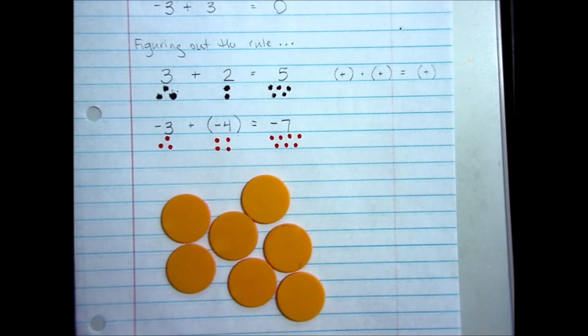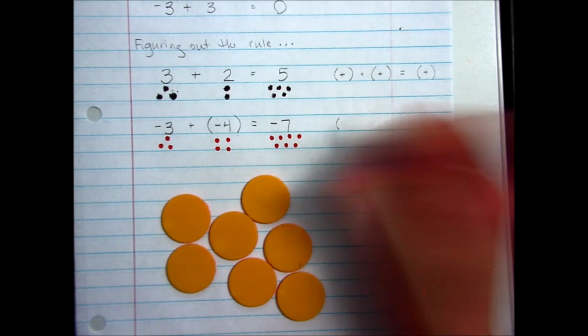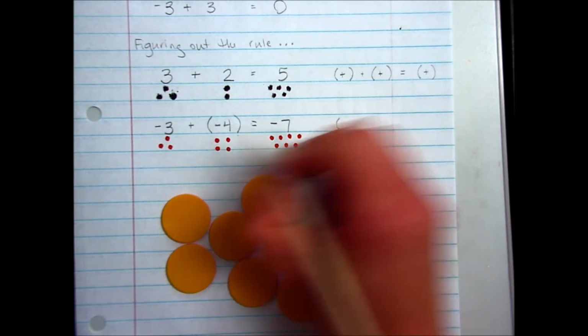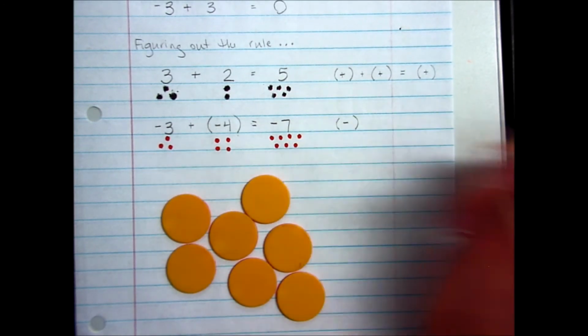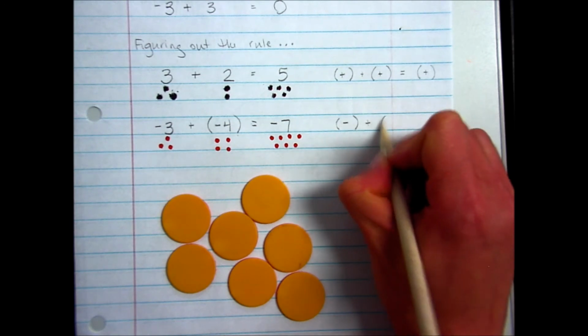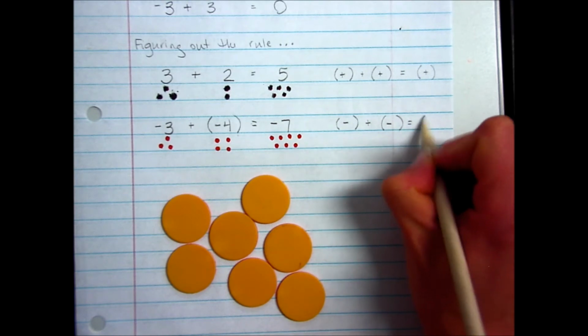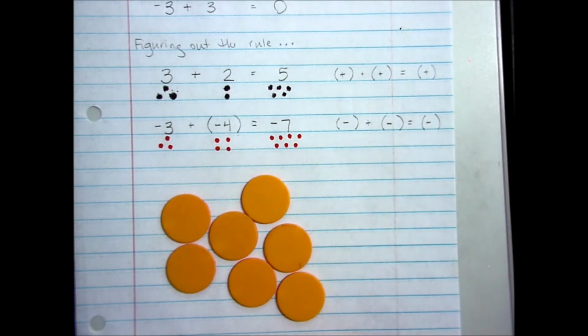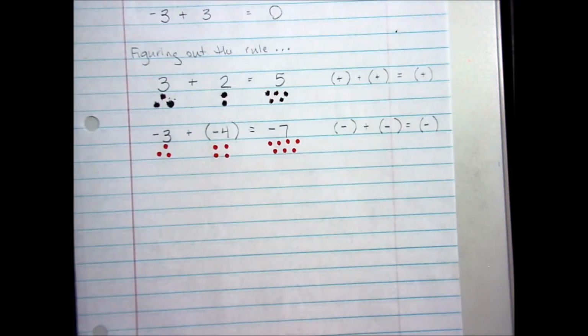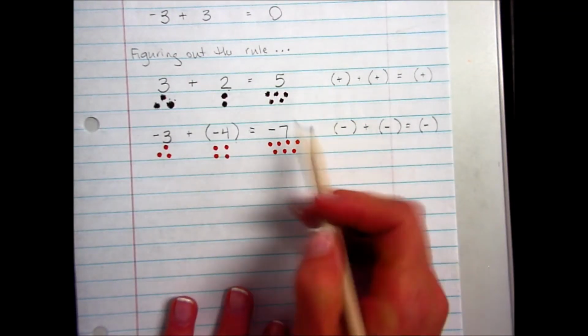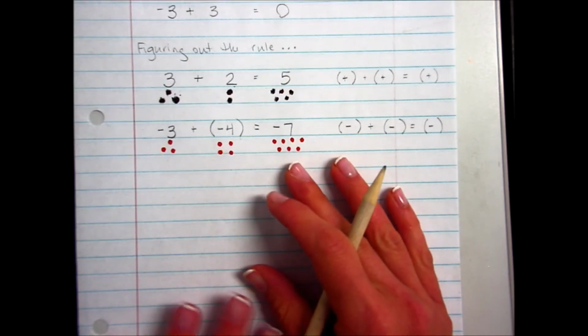There. Okay. So now the rule. So if I have a negative number and I add another negative number, my answer will be negative. Okay, good. All right, so we've done them through the chip model, but we can also show these through a number line.